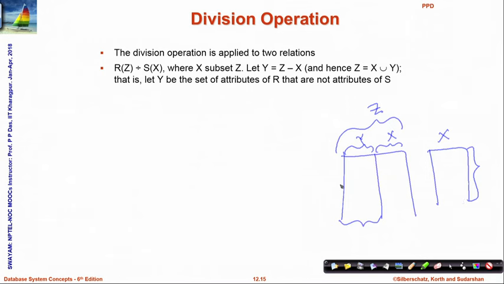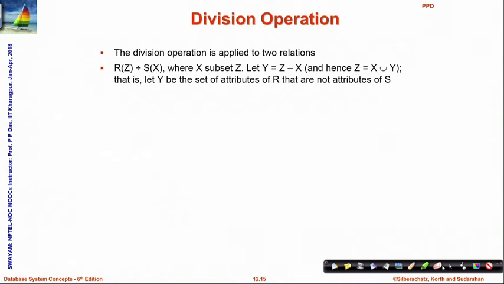So, for every tuple here, if there are say 4 tuples in S, a tuple here must have all these 4 tuples along with it in the result. If it does not have any one or more of them, then that tuple will not feature in the final result.